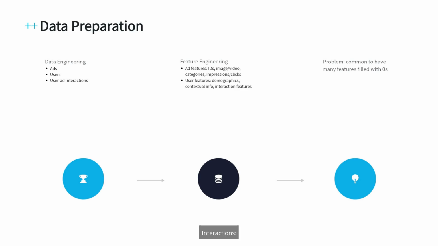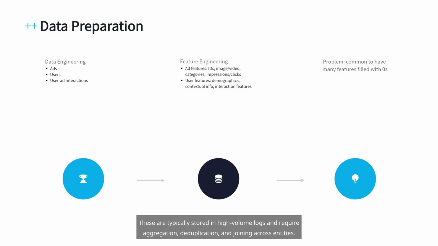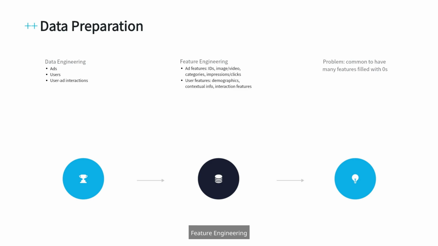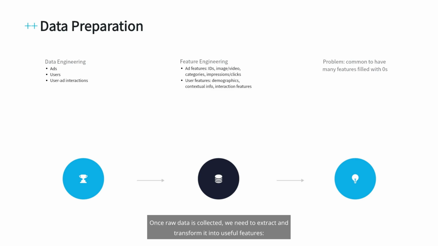Historical performance data, click-through rate, conversion rate. Interactions: clicks, impressions, hides, conversions, and skips. This is our label data, 1 for a click, 0 for no click. These are typically stored in high-volume logs and require aggregation, deduplication, and joining across entities.